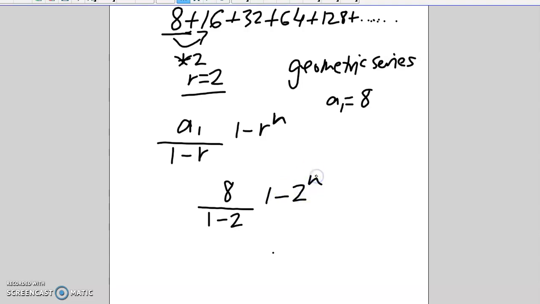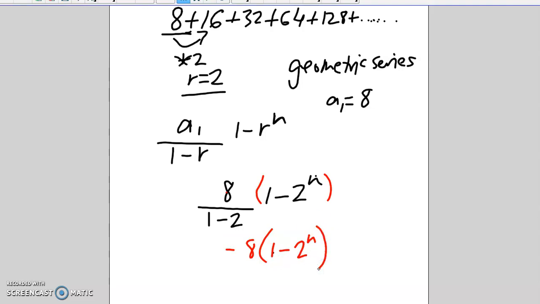Now if n was 10, this would be 2 to the 10th power. If n was 20, 2 to the 20th power, right? You'll notice that this part here, 8 divided by 1 minus 2, 1 minus 2 is negative 1, 8 divided by negative 1 is negative 8. So I get negative 8 times 1 minus 2 to the n.